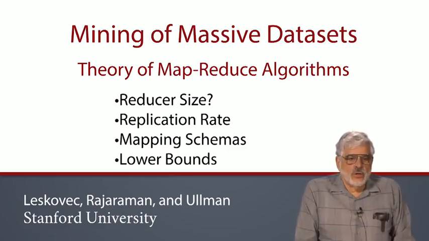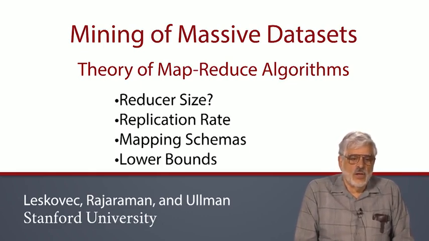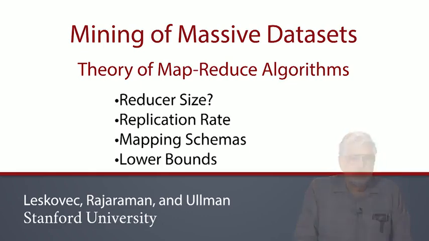Another essential ingredient to the theory is the mapping schema, a description of how outputs for a problem relate to inputs. We characterize a problem by its mapping schema, and we use the properties of that schema to put an upper bound on how many outputs can be covered by one reducer with a given reducer size. That, in turn, lets us get lower bounds on replication rate as a function of reducer size.